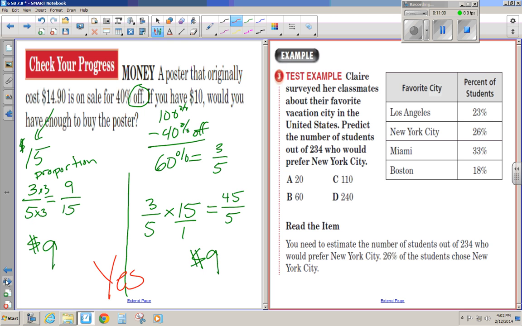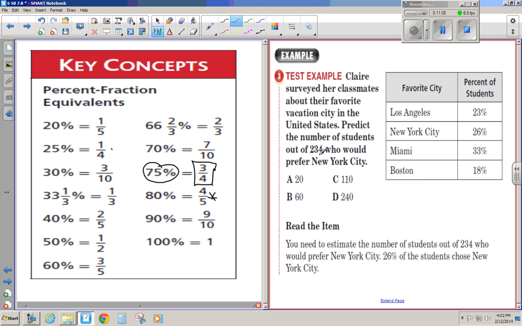All right, here's an example. Here are some of our percentages. Please note that 23% is probably 25% if we estimate. 26% is 25%. 33% I would say is 33%. And 18% is very close to 20%. So 25, that's 1/4. 1/4, 1/3, and 1/5.